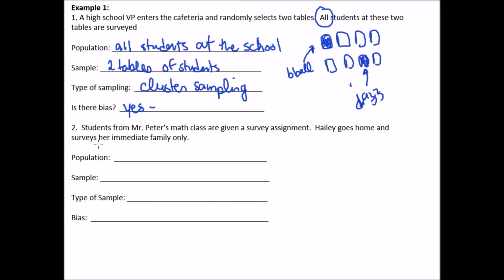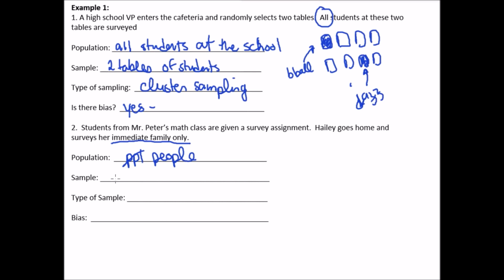Okay, number 2. Students from Mr. Peters' math class are given a survey assignment. Haley goes home and surveys her immediate family only. Okay, the population, it's just in general, just like people. Okay, because the question doesn't actually give information about what the survey is about.